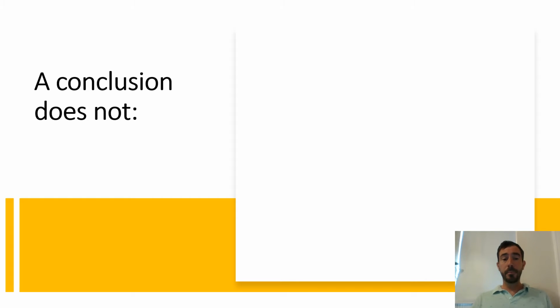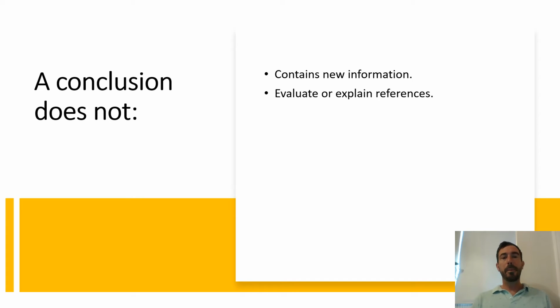Please remember that a conclusion does not contain any new information. It shouldn't be an extension of the discussion to evaluate interesting things that might be relevant. Please do not evaluate or explain references. Generally, the only time we reference in a conclusion is if we are referring back to precedent. If our research is based on a previous study and we have found something similar or different.